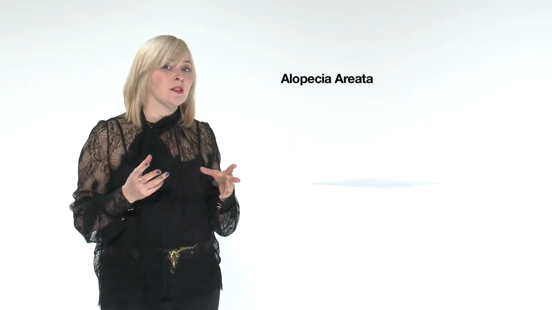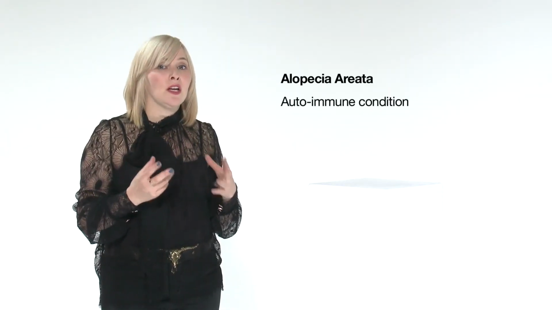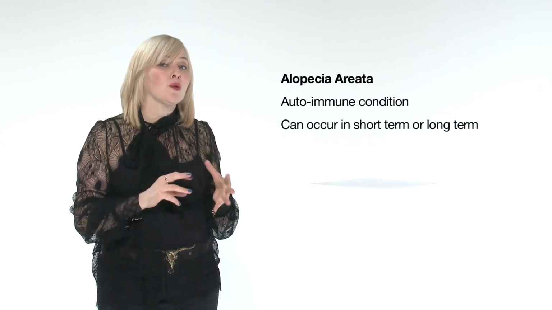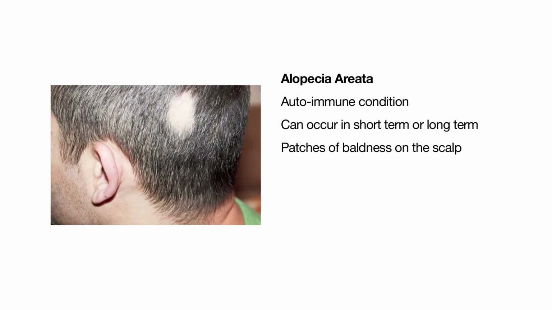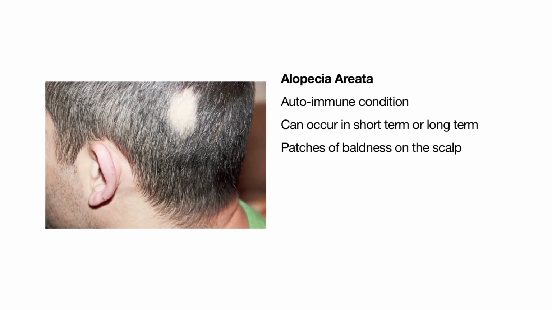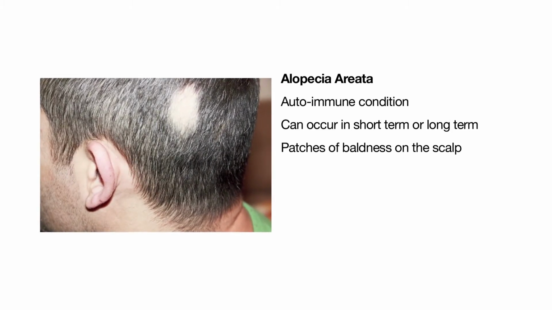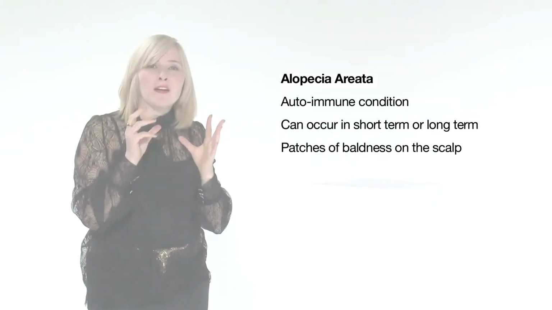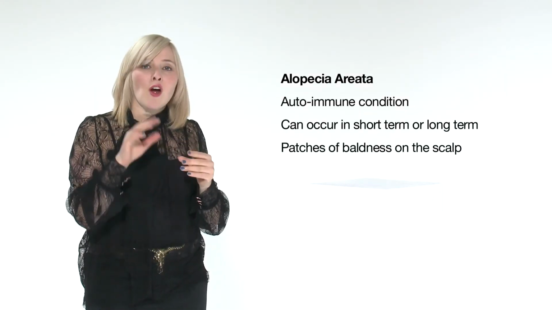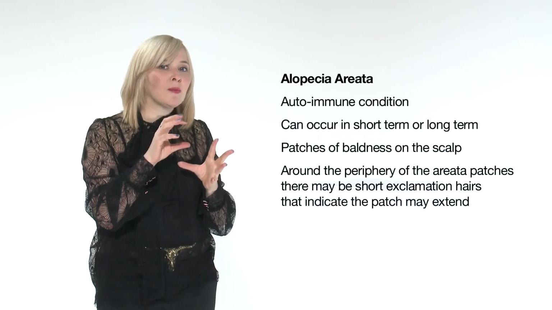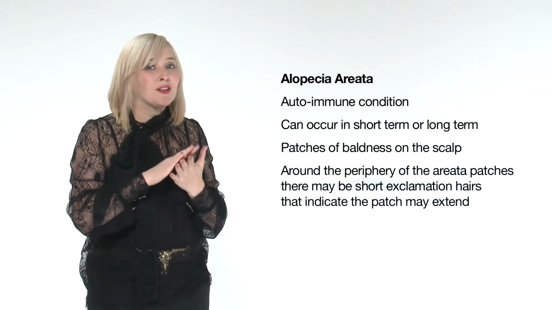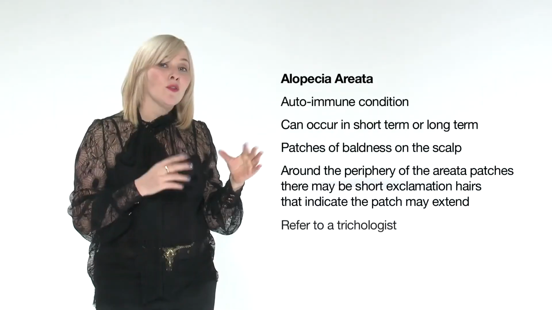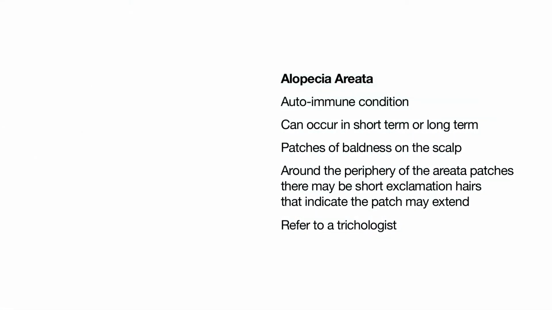Alopecia areata is an autoimmune condition, and this can occur in short-term or long-term. There will be patches of baldness on the scalp, but under close inspection you'll see fine hair follicles in these patches. They often look like vellus hair. Around the periphery of the areata patches, there may be short exclamation hairs that indicate that the patch may extend. Refer to a trichologist.